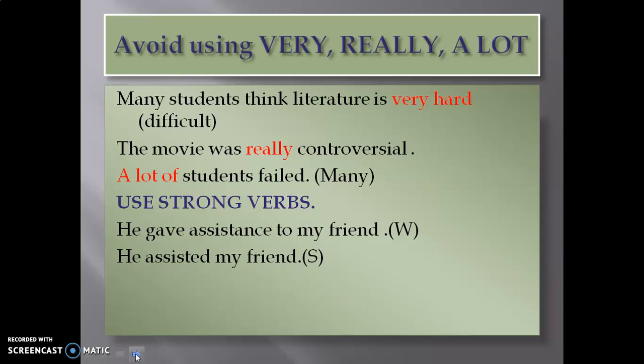A lot of students failed. Instead of a lot of, we can use many. Many students failed. And also you have to use strong verbs, not weak verbs. For example, he gave assistance to my friend. This verb gave is a very weak verb. Instead of gave, we can write he assisted my friend. It's a strong verb.